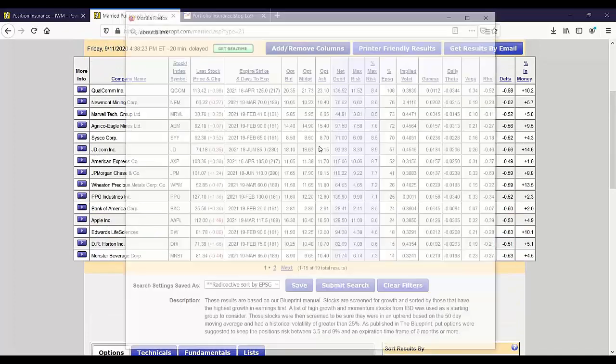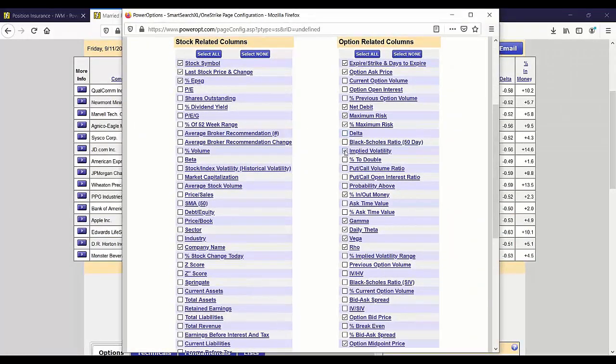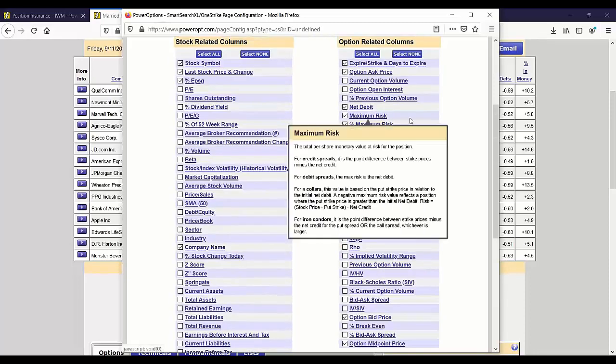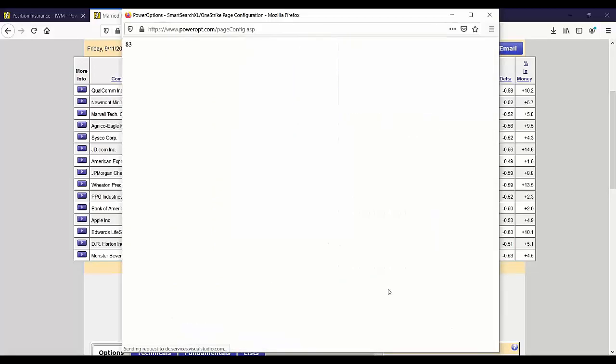Now, I'm going to change some columns up for us real quick. I'm going to take out delta, implied volatility, gamma, theta, vega, rho. Leave all the others in there, most important, maximum risk. And I'll put back in the percent implied volatility range, Emidio, as well. All right, let's go ahead and submit that and close the window.